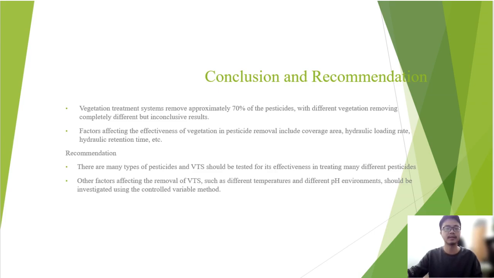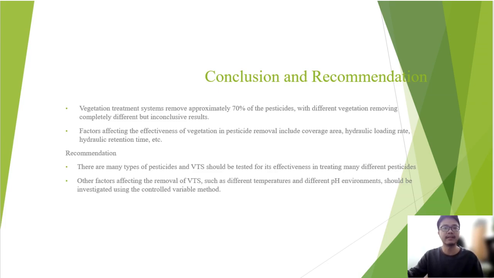The next part is conclusion and recommendation. Finally, it can be concluded that the vegetation treatment system can remove about 70% of the pesticide, with different vegetation removing completely different amounts, but this is an inconclusive result.